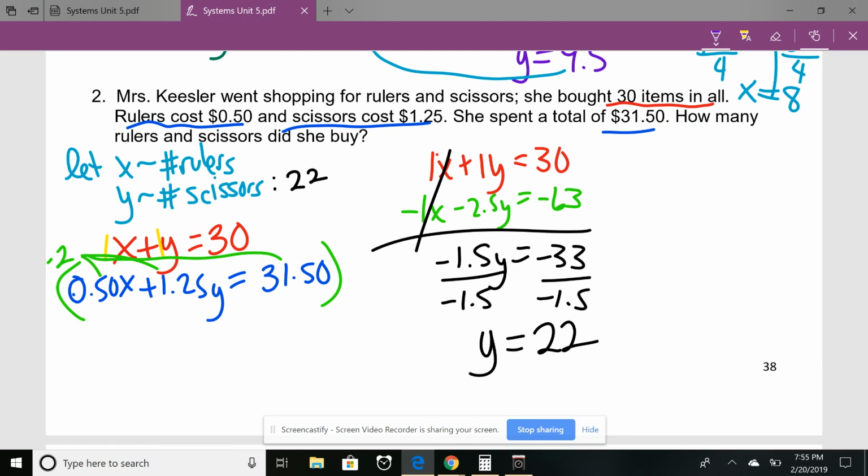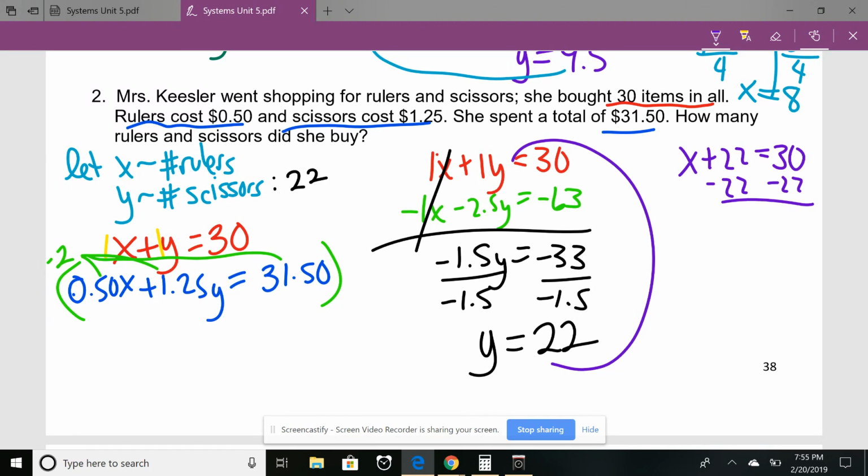All right, plug this back in, figure out the number of rulers. I would plug it into the top one. That's a lot easier. All right, so we have x plus 22 is 30. Subtract 22 from both sides, and you get x is 8. So the number of rulers is 8. So there's 30 items in all. 8 plus 22 is 30.